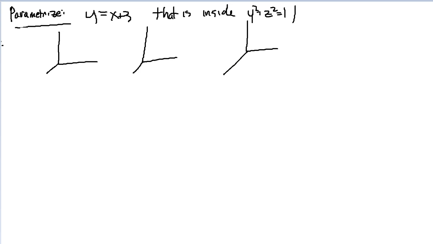So what do I have? y equals x plus 3. That shouldn't be too bad to do, because if x equals 0, y equals 3. If y equals 0, x equals negative 3. So it's just going to be the plane that goes kind of like that and just goes up. Oh, that's a horrible drawing. It just kind of goes up through that line.